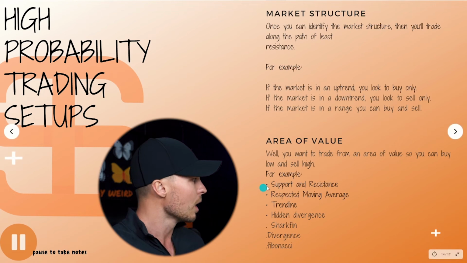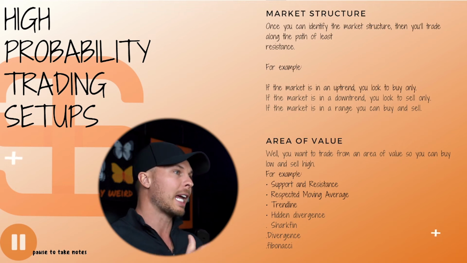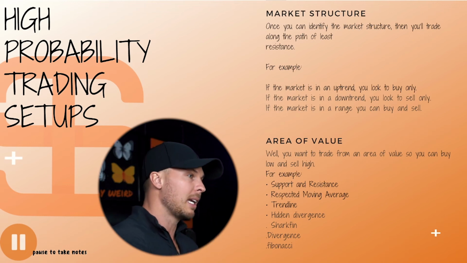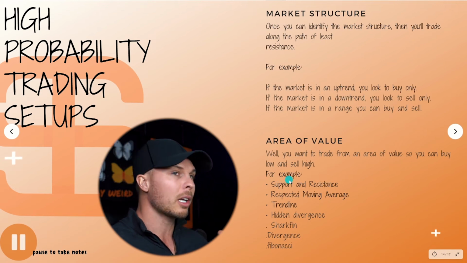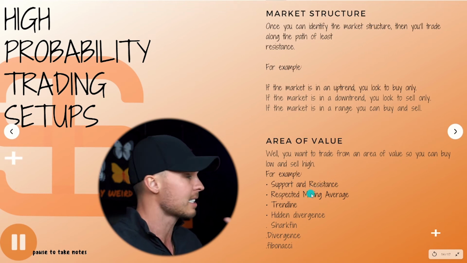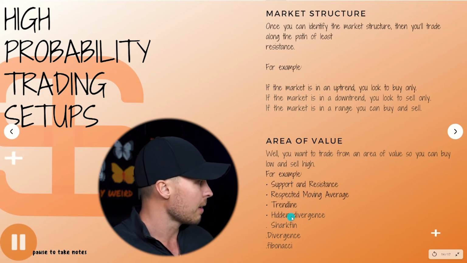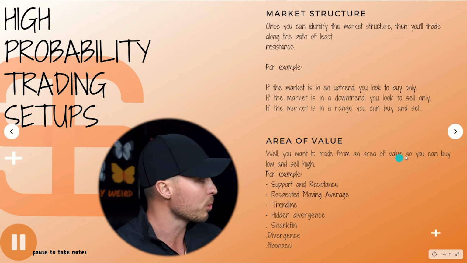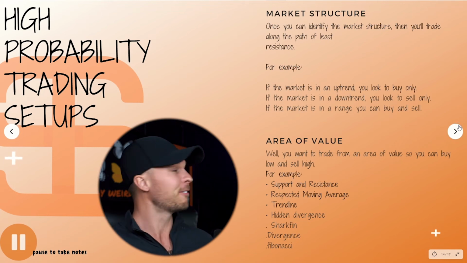Now we have areas of value. You want to trade from an area of value so you can buy low, sell high. So we want to get good entries. If it's an area of value where the market can potentially reverse, that's where we want to be in our potential trades. Now, when I'm doing this, I'm looking for support and resistance, respected moving averages, trend lines, hidden divergence, shark fin divergence, and Fibonacci levels. Hidden divergence, shark fin, all these you're going to learn about. There'll be separate videos on it, but these are potential areas of value in the market. And again, you will learn. It's going to be fun.